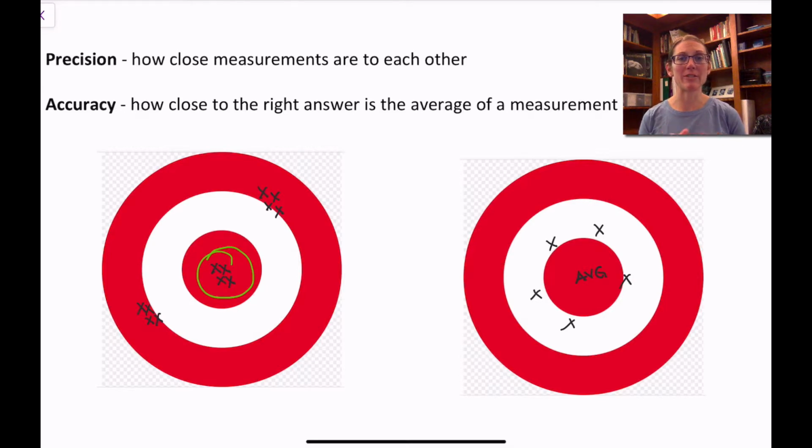So again, here what we're talking about is how close the measurements are together, that's precision, and then how close on average they are to the right answer. And you do have to consider the right answer. You do have to consider the average value when you're deciding whether it's correct or not. So let's look at some numbers like you're going to be doing in lab.